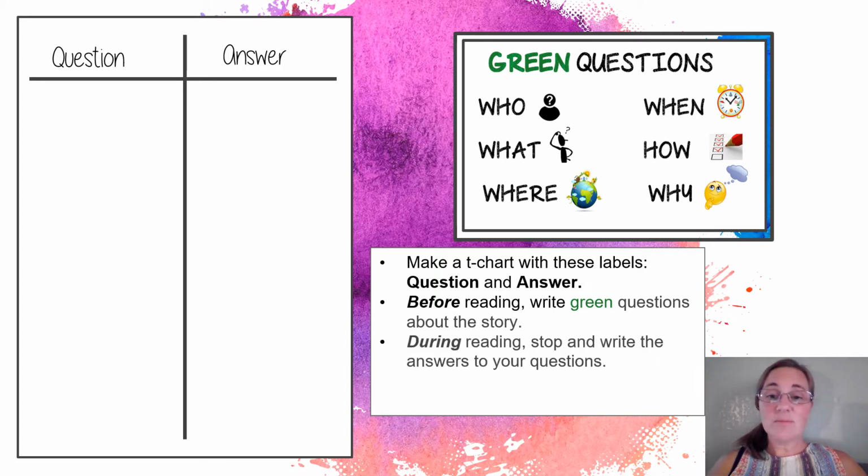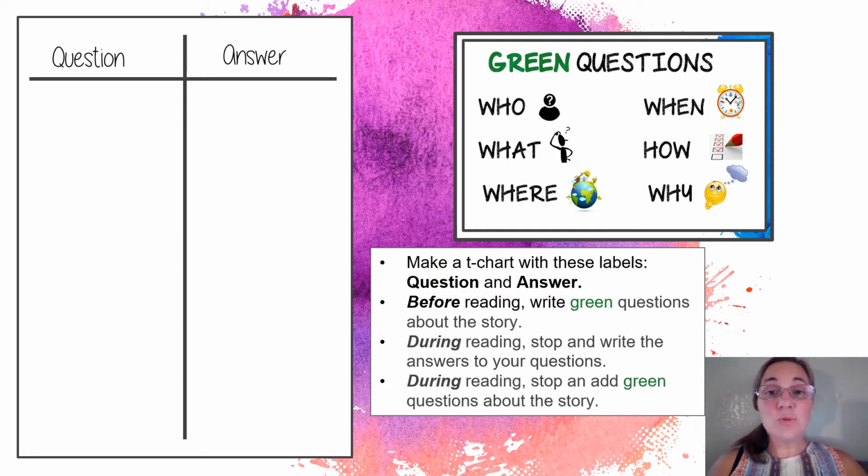Then you start reading. During your reading, you can stop and write the answers that you find to the green questions that you wrote. Also during your reading, you can stop and ask new questions. You might notice some new things and have some new questions to ask about the story. So you stop during your reading and you ask those questions. Then you continue reading and looking for answers.